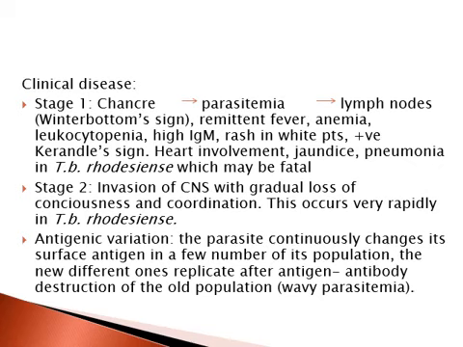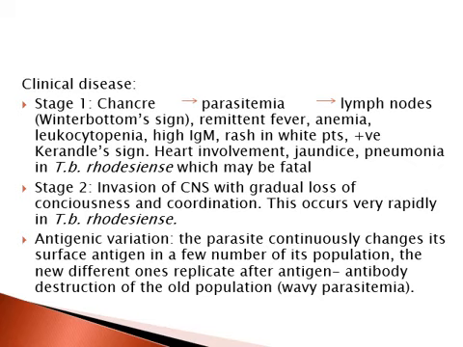Then stage two, where there is invasion of the central nervous system with gradual loss of consciousness and coordination. The parasites pass to the cerebrospinal fluid, invade the ventricles of the brain, and invade the brain matter and replicate in the brain matter among the brain cells and tracts, so they cause damage and inflammatory reaction, resulting in gradual loss of consciousness and loss of coordination. This occurs very rapidly in Trypanosoma brucei rhodesiense and very slowly in Trypanosoma brucei gambiense.